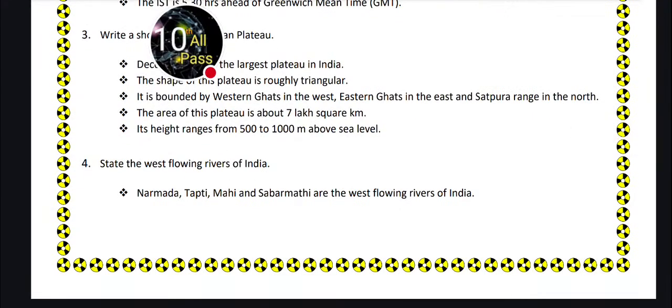Fourth one, state the west flowing rivers of India. Answer: Narmada, Tapti, Mahi, and Sabarmati are the west flowing rivers of India.